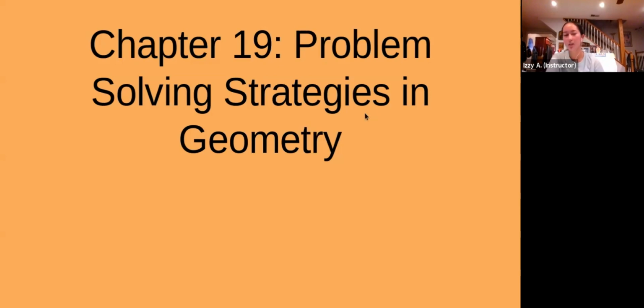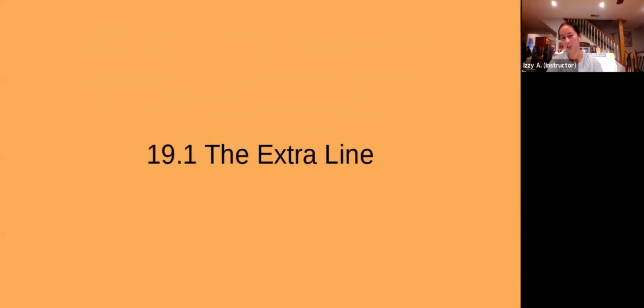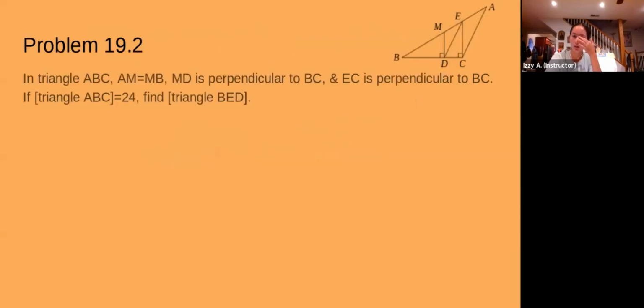Okay, so today our last chapter focus is on problem-solving strategies in geometry. And our first section is going to be talking about the extra line. We're going to be starting out this section with a problem. In triangle ABC, AM equals MB, MB is perpendicular to BC, and EC is perpendicular to BC. If triangle ABC's area equals 24, find the area of triangle BED.